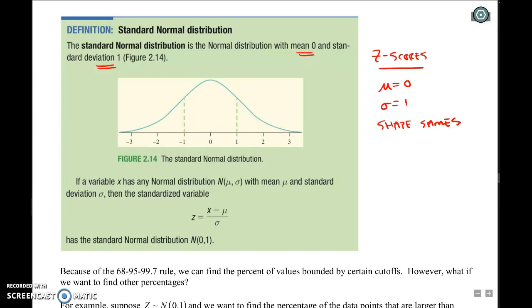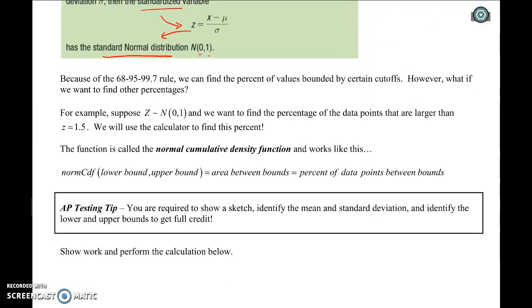So if we have a normal distribution that has a mean of whatever and a standard deviation of anything, could be IQ scores, heights, whatever, then the standardized variable, when you calculate the z-scores of every single one of those points, if the original distribution is normal, then the z-scores are going to be normally distributed with a mean of 0 and a standard deviation of 1. So this standard normal distribution is a very common distribution that we work with in statistics.